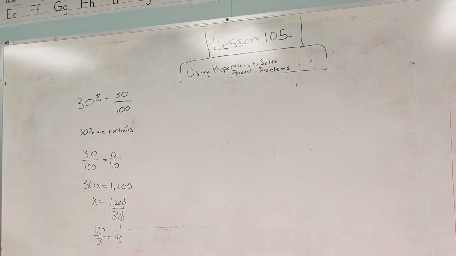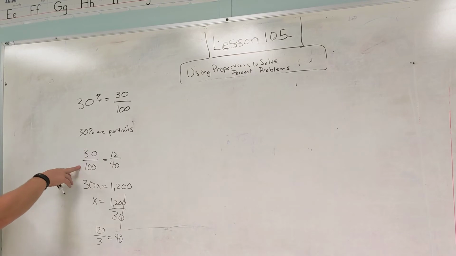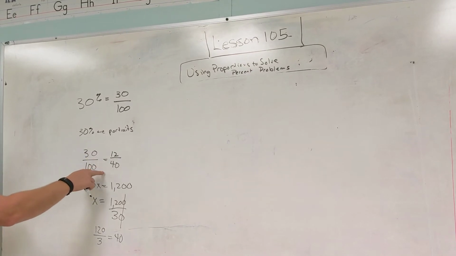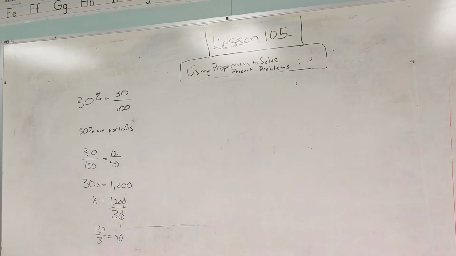And that kind of makes sense. If you look at the ratios between 30 to 100, 12 is about half of 30, so 40 is about half of 100. You can do that estimation in your head.